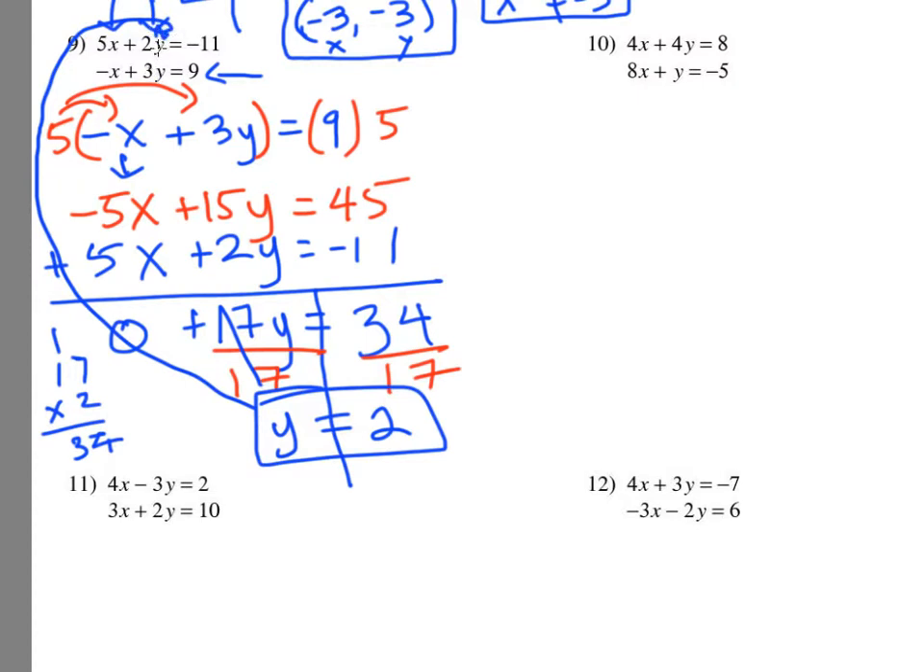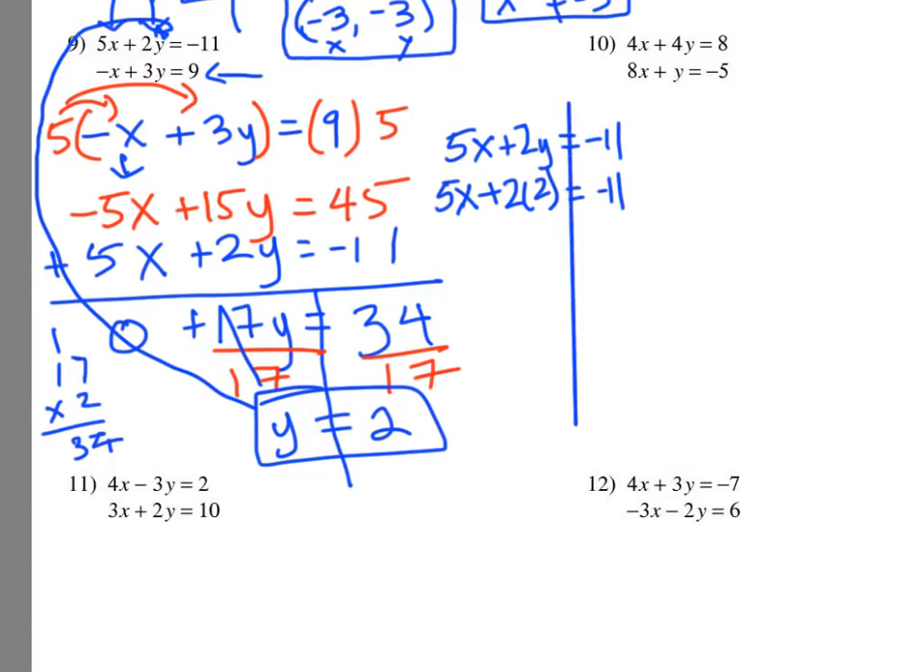Once I've got that, let's go ahead and plug it in. I'm just going to plug it into either one, but I like this top one because there's less negatives here. So we get 5x plus 2y equals negative 11. But we think y is 2, so we're going to plug that in here. So 5x plus 2 times 2 equals negative 11. And now we plugged it in. Let's go ahead and solve for x. So let me draw my barrier here. So 5x plus 2 times 2 is 4 equals negative 11.